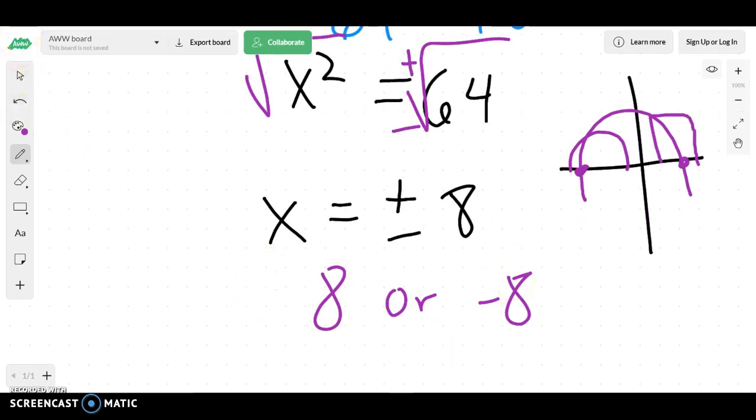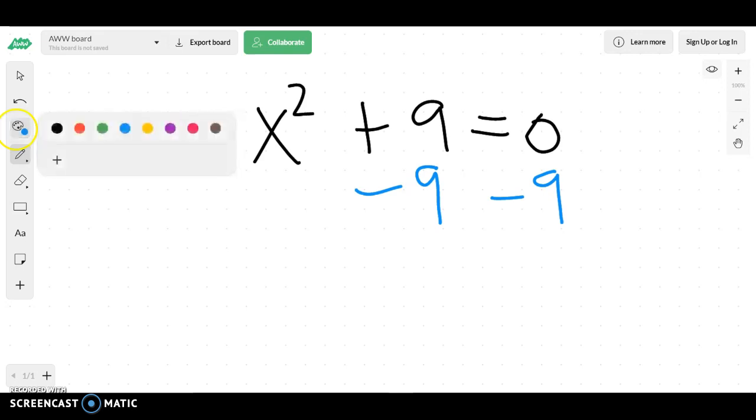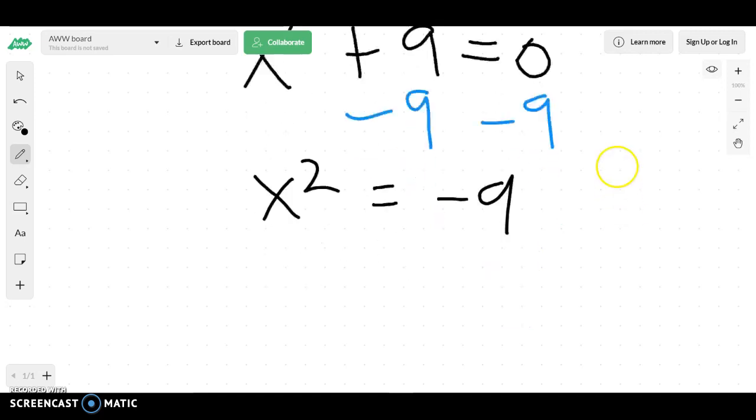Let's try another one. So we're going to solve this one. We're going to do the same thing. We're going to subtract 9 on both sides, and we're going to get x squared equals negative 9. Then we're going to take the square root of both sides. And when we take the square root of both sides, this time we have an issue.